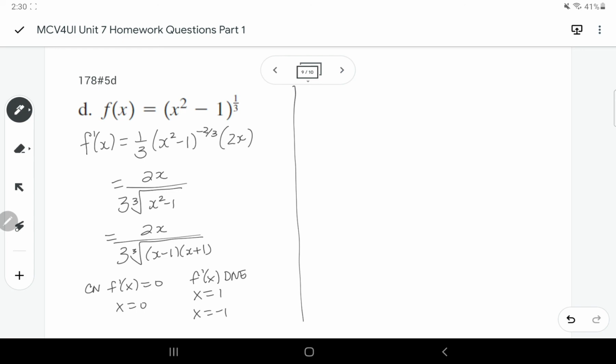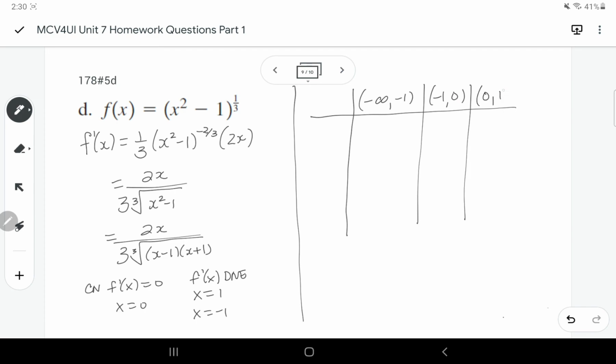So I am going to take this and set up a chart to kind of analyze this. So I've got the interval negative infinity to negative 1, negative 1 to 0, 0 to 1, and 1 to infinity. And my factors, 2x, x minus 1, and x plus 1. I don't really have to consider that 3 or the cubed root. They're not affecting the sign of my derivative.